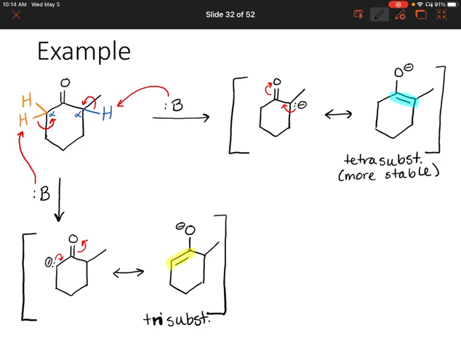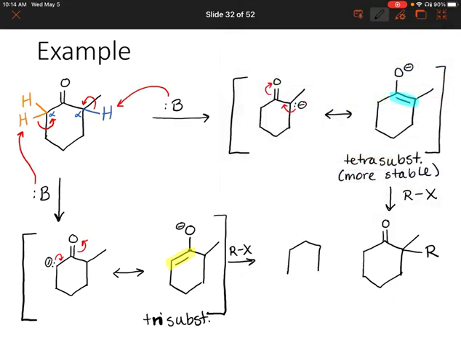Okay, but we're still going to form two products, right? So let's show what happens if we then add our alkyl halide. So we know that we'll add to the blue double bond an R group on the right-hand side. And if we add an alkyl group to the yellow double bond, oh, let me give myself a little more room here. We end up adding that alkyl group to the left-hand side.